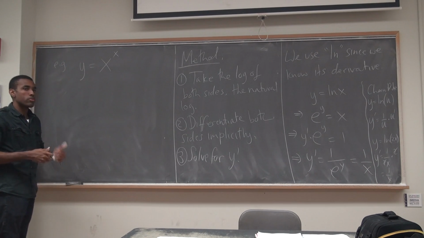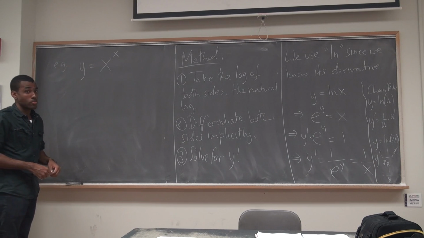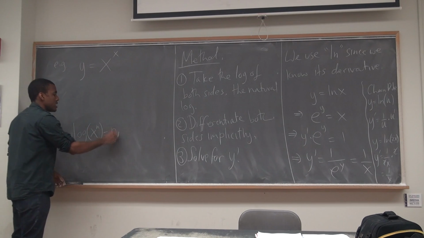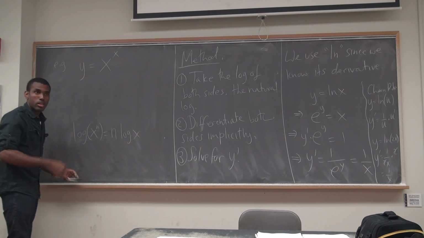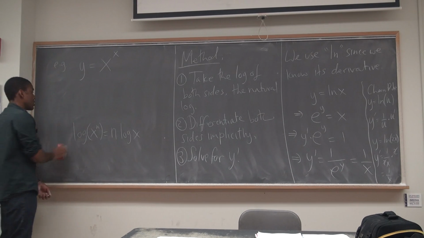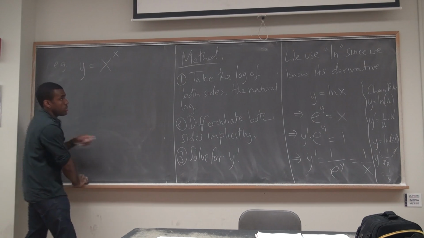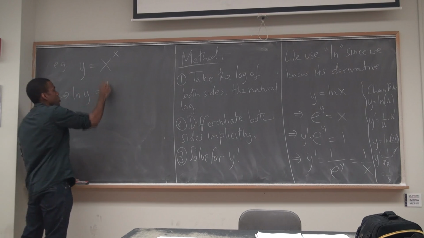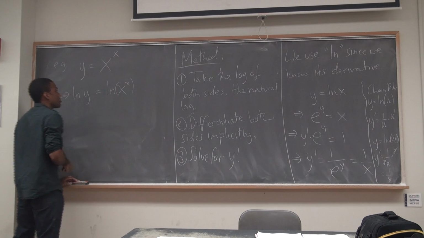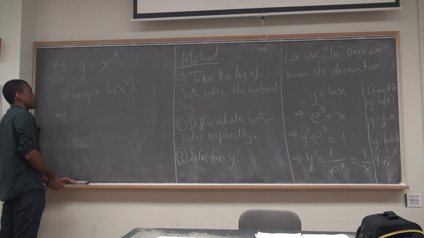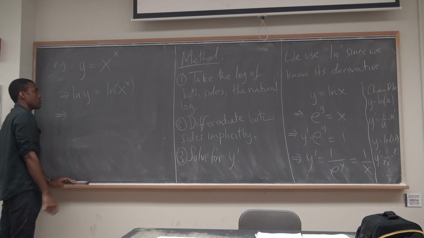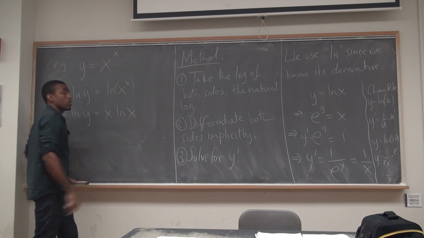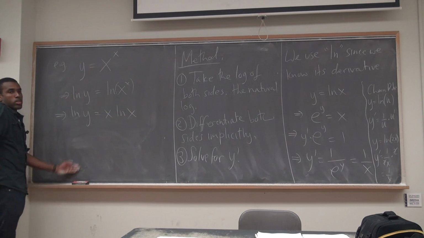But hey, we know a really nifty rule about how to get rid of powers, don't we? Log. I know if I take the log of something to a power, I can take the power down. Using that fact is how we're going to differentiate this. So step 1, take the log of both sides. I take ln of this side equals ln of that side. Not much I can do here, but here I can take the x down by the log rule. Now I don't have a variable in the power anymore.